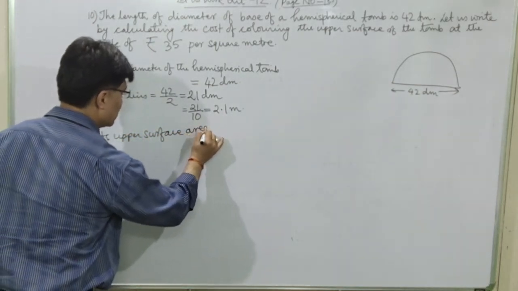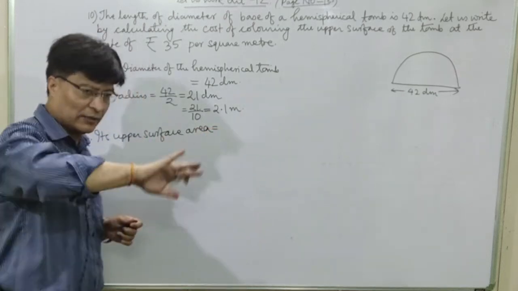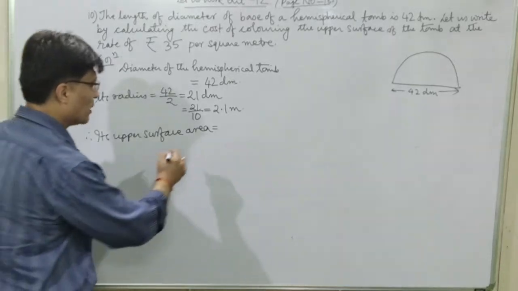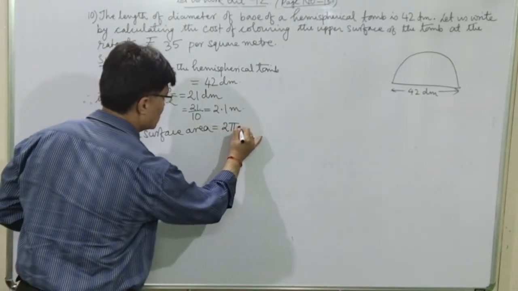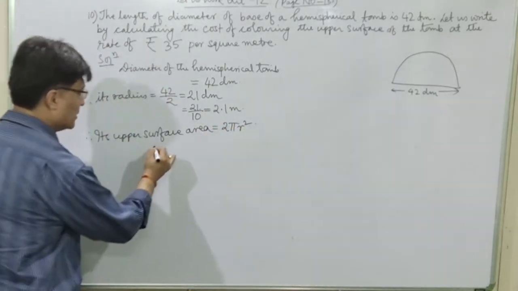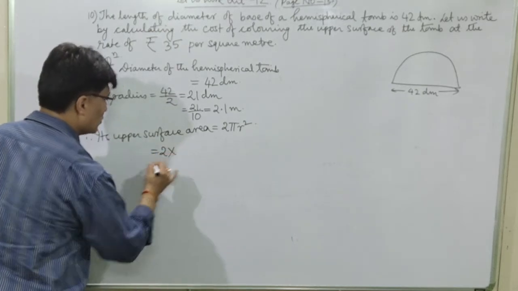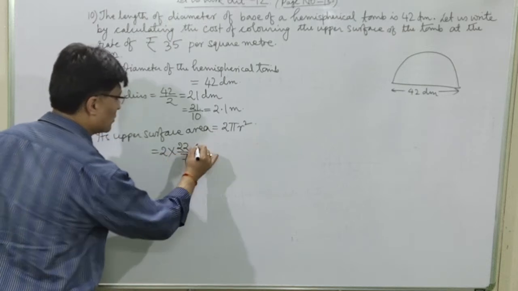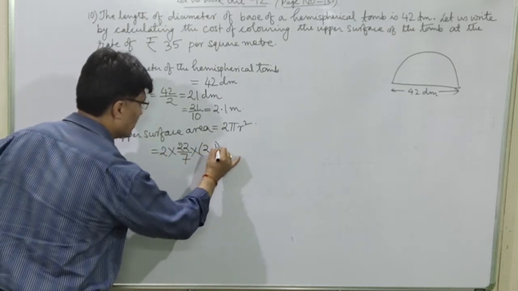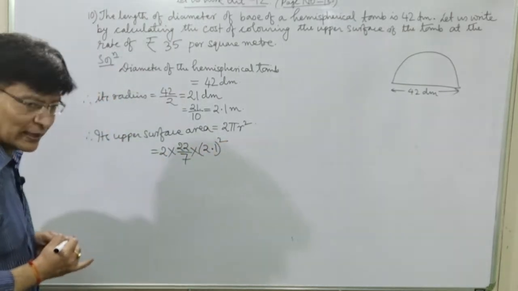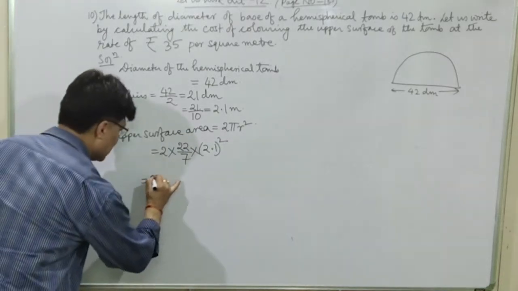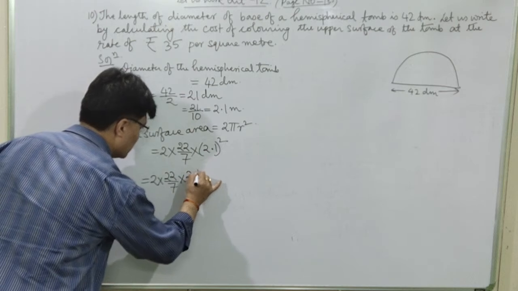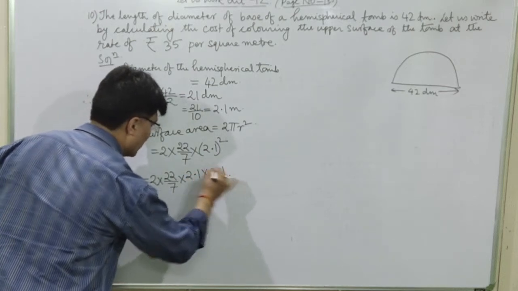Its upper surface area, that is, only the area around the outer part gets colored. This is a half sphere, so what is its formula? 2 pi r square. So let us simplify. 2 into what is pi? Pi is 22/7 into what is r whole square? This is 2.1 whole square. Okay? So let's simplify it: 2 into 22/7 into 2.1 into 2.1.